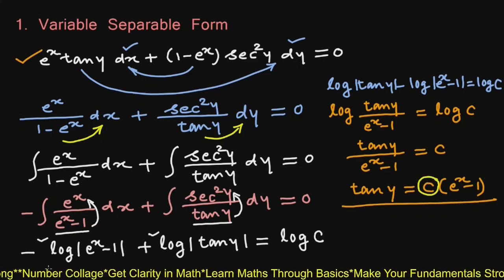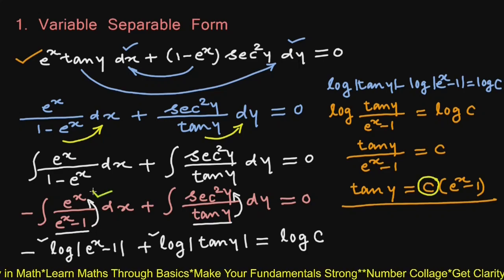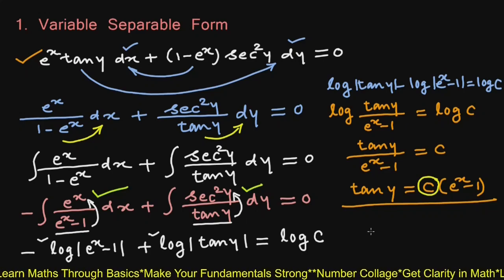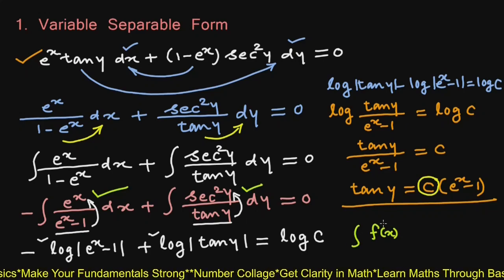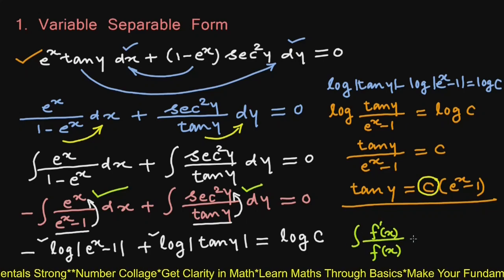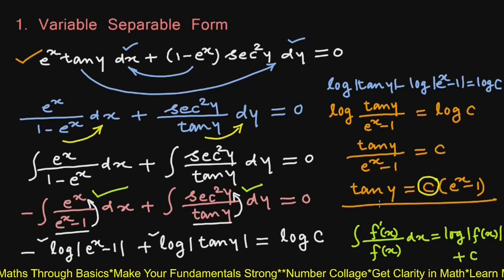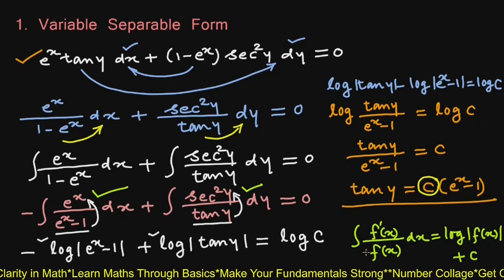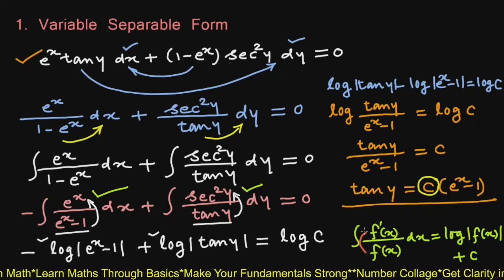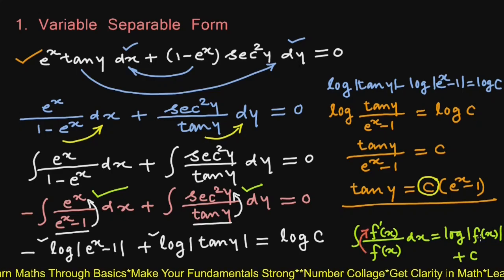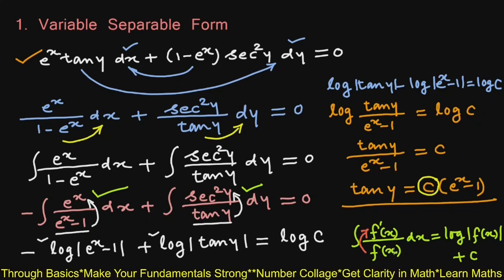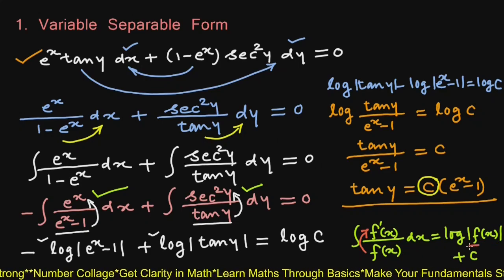So this is the general solution of this differential equation, where this c is arbitrary constant. The rule that we have used to solve these two integrals is integral f dash x upon fx dx equals log fx plus c, which means for a rational function, if derivative of denominator is found in the numerator, then integration of such function is log of the denominator.